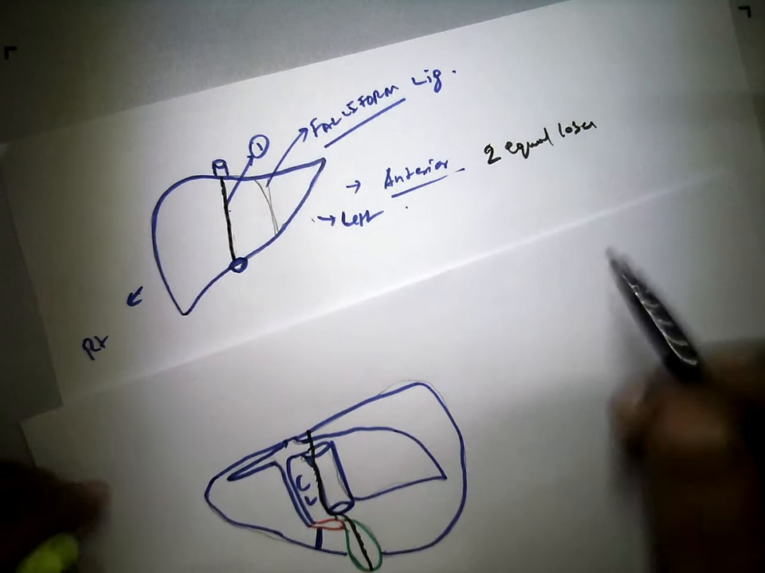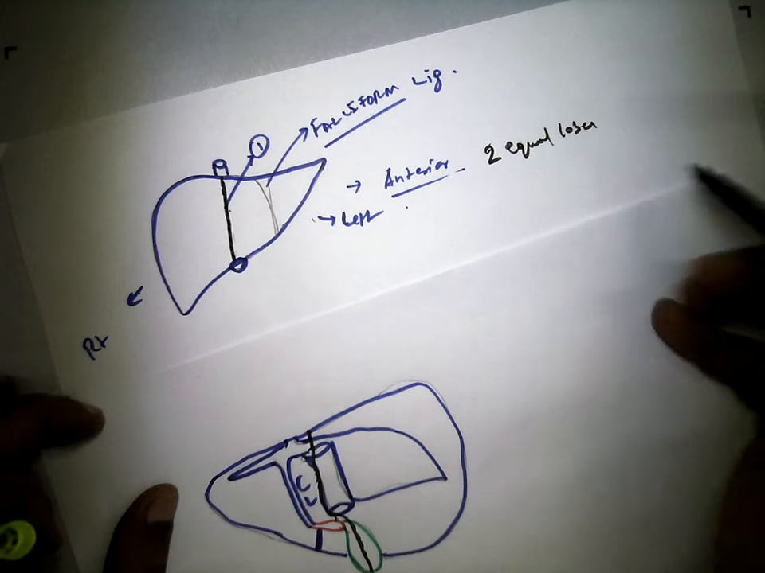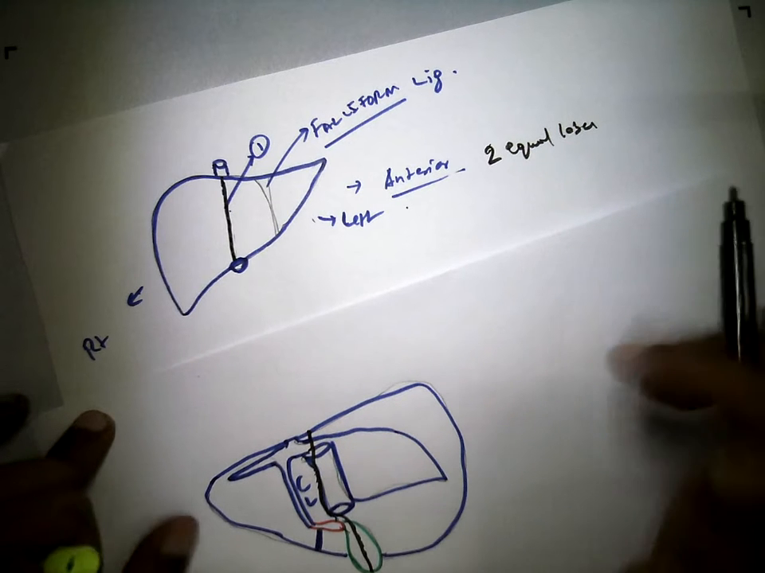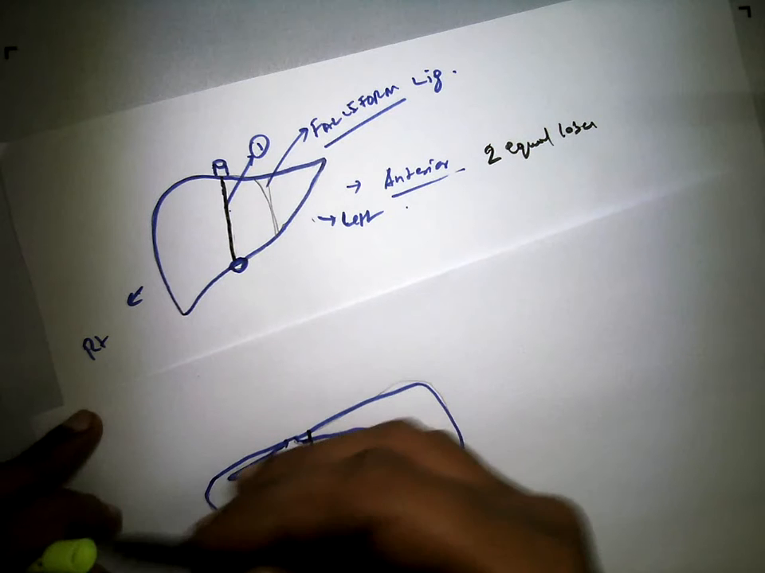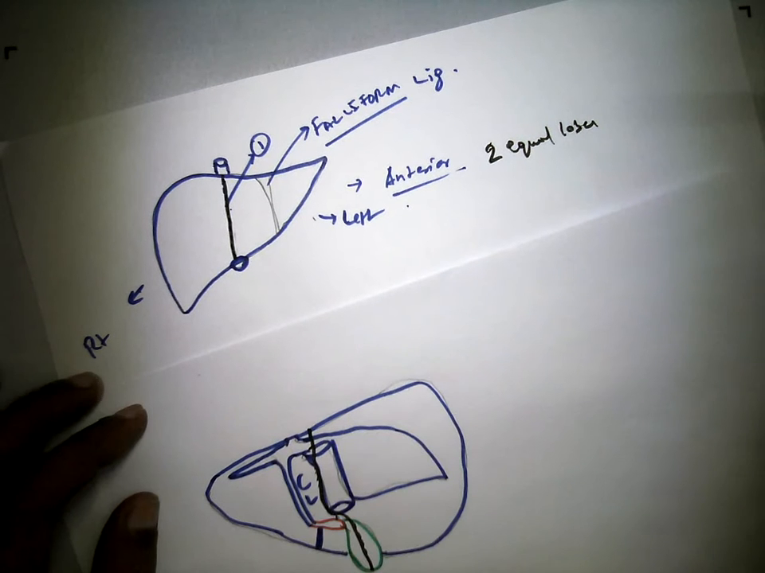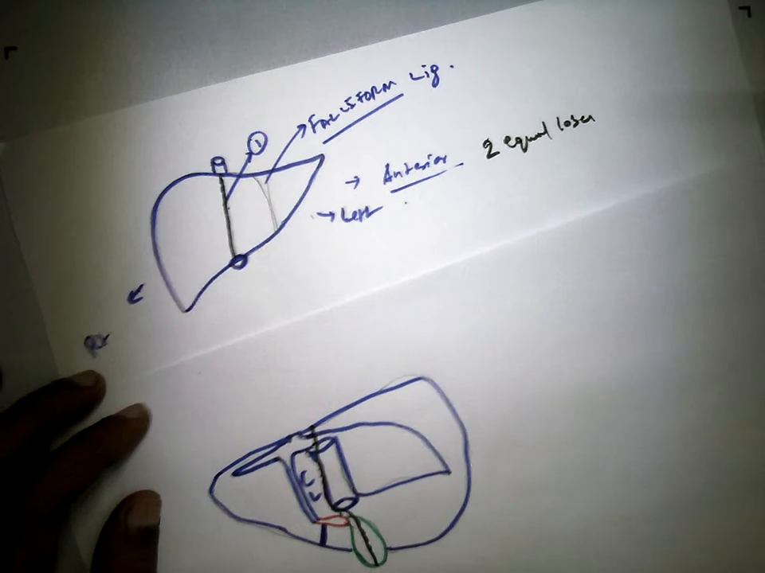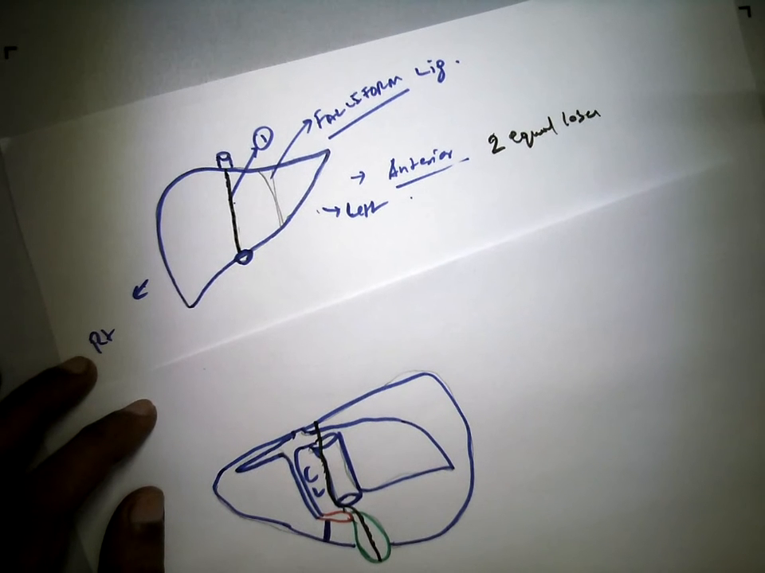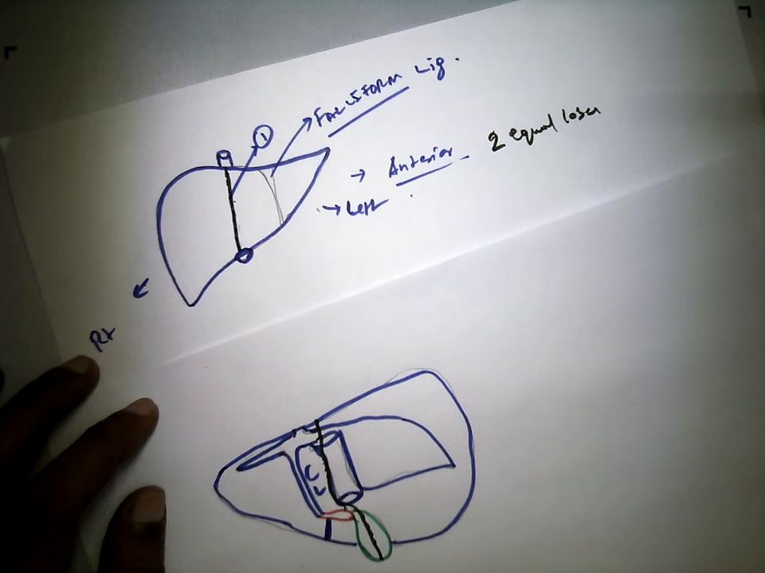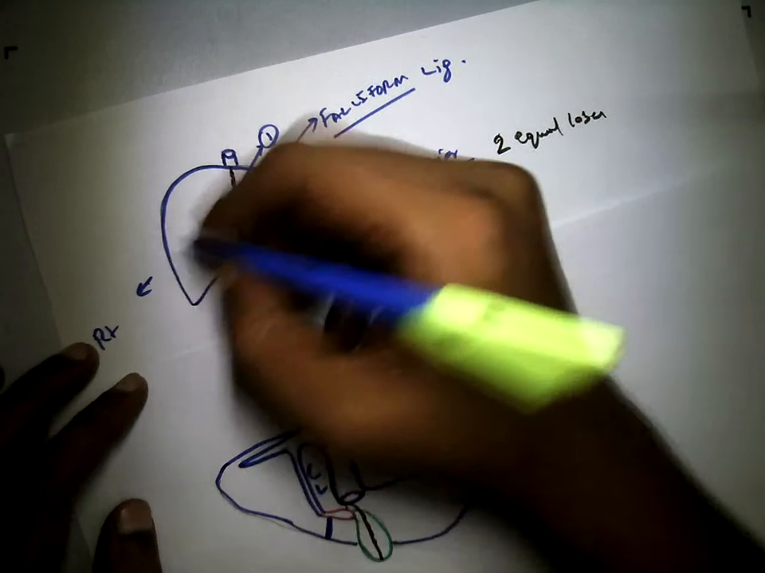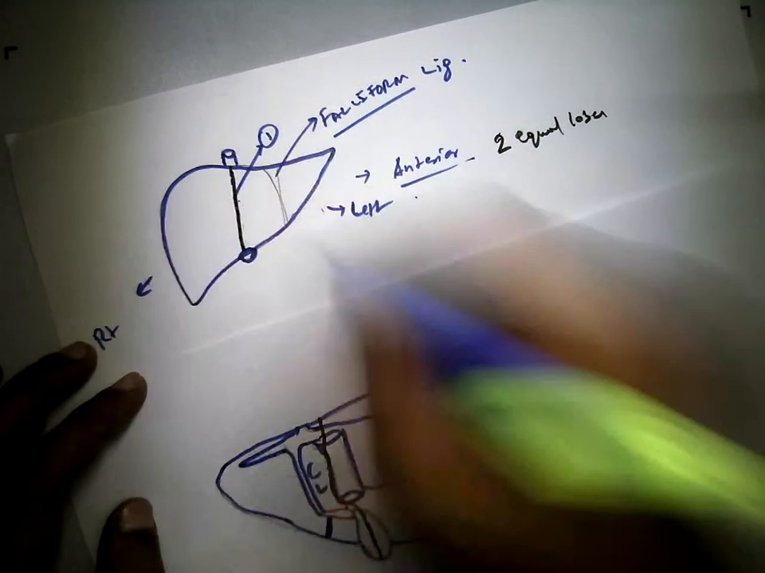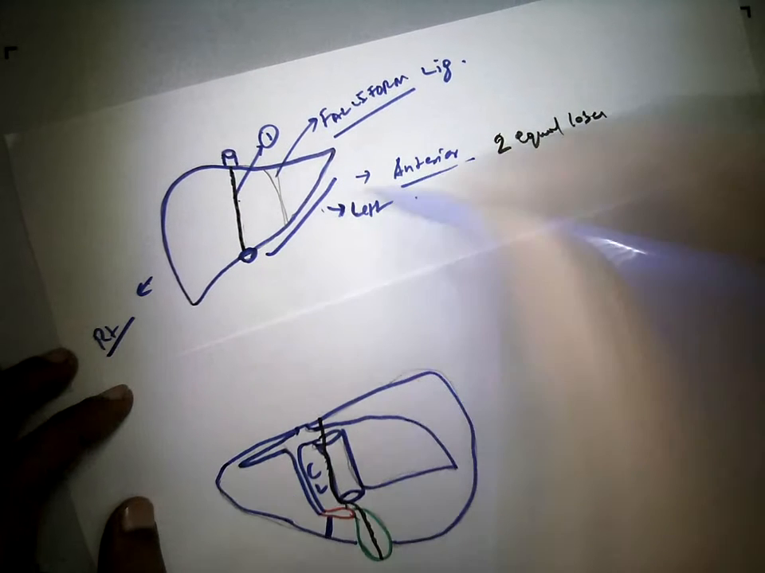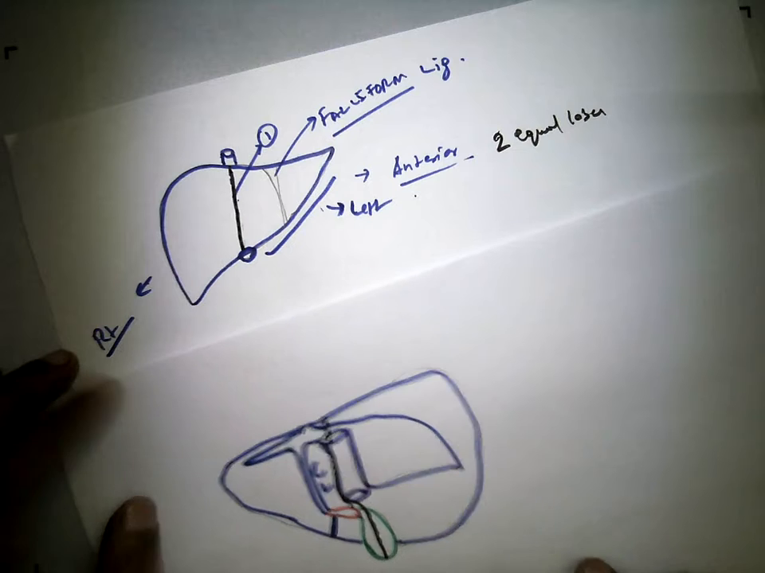I hope you remember that the anatomical division, that is right and left lobe, is not equal in size. The left lobe is very small compared to the right lobe. As I told you before, this particular division is based on the branching of the portal vein as well as the hepatic artery and hepatic ducts. Now this forms the right lobe, and this whole part forms the left lobe.